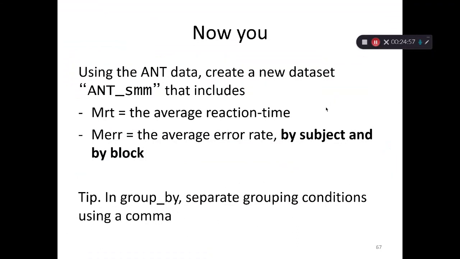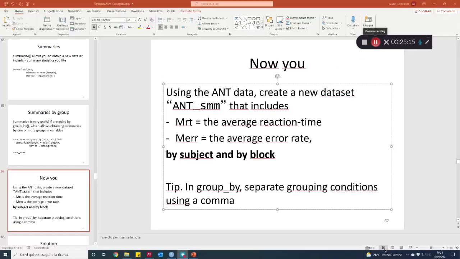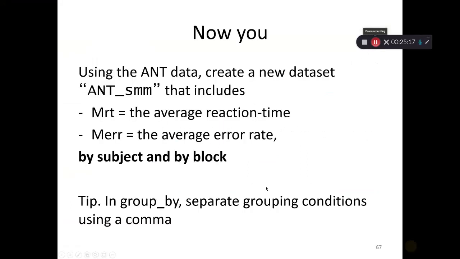So this is an exercise for you. Using the ANT data, I ask you to create a new data set, ANT SMM, a summary of ANT, that includes a new variable called mean reaction time, MRT, which is the mean reaction times, and mean error, the average error rate. I want those summaries separately by each subject and block. So for each subject and each block, I want the mean reaction time and the mean error.